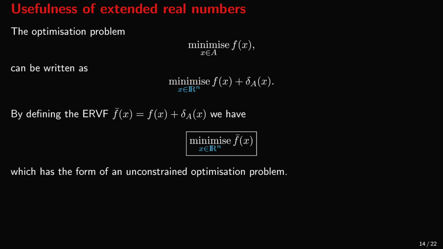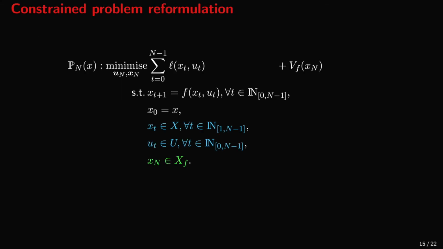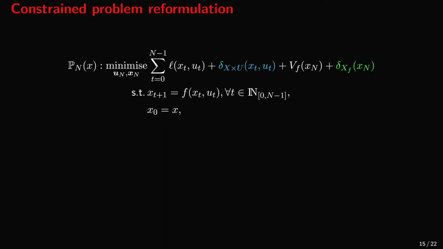By defining the extended real valued function f bar, which is equal to f plus the indicator function of A, we see that the original problem is written as minimize f bar. And this has the same form as the non-constrained optimization problem. Let's see how we can apply this trick to constrained optimal control problems. Here we have the state and input constraints at each time t, and the terminal constraints on the terminal state xn. These can be moved to the cost function by using indicator functions.